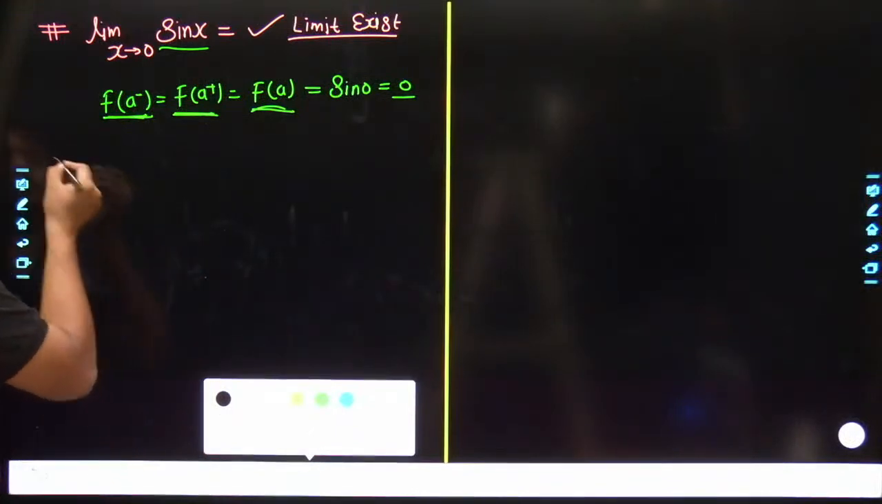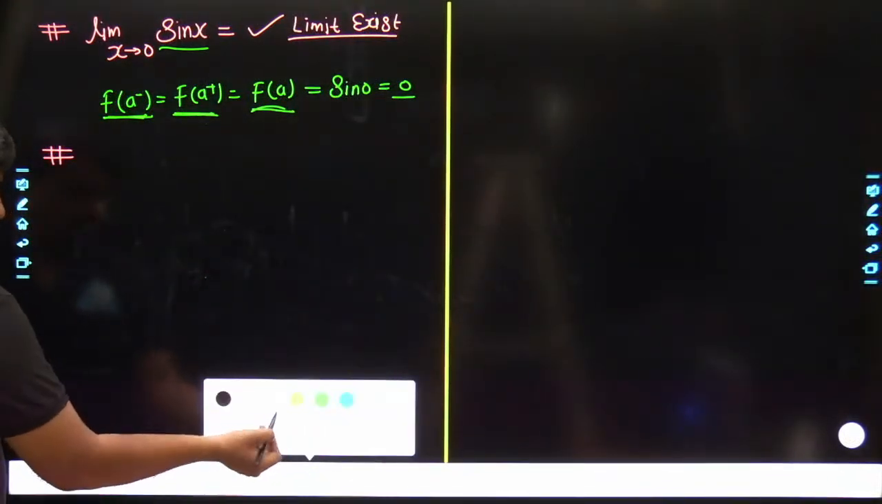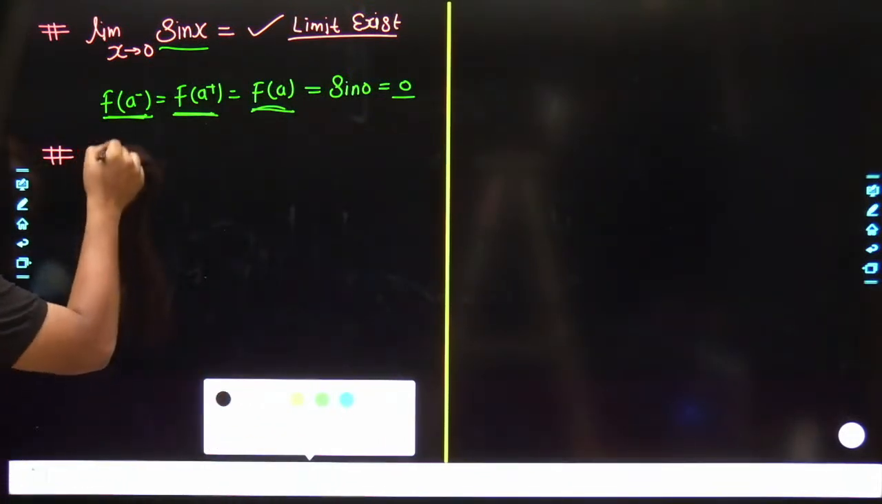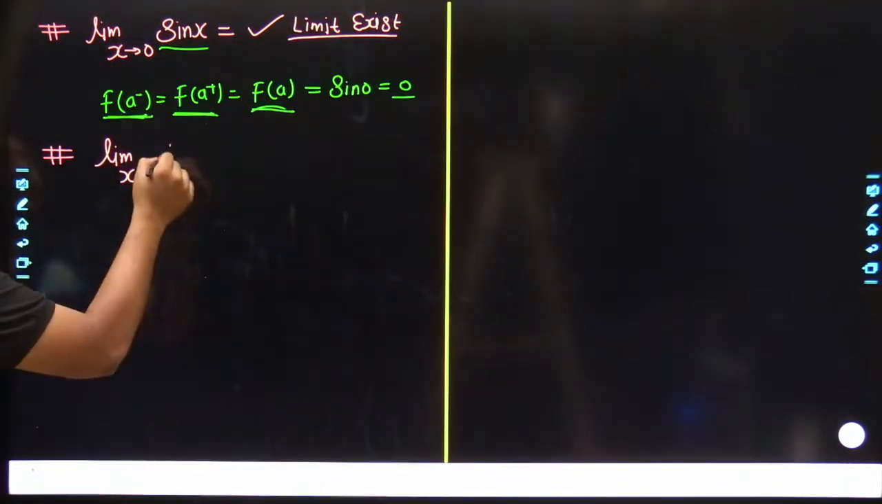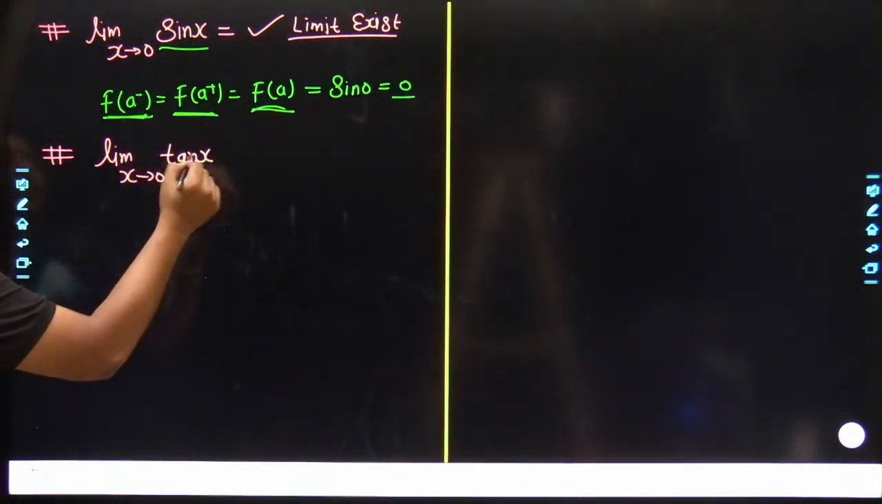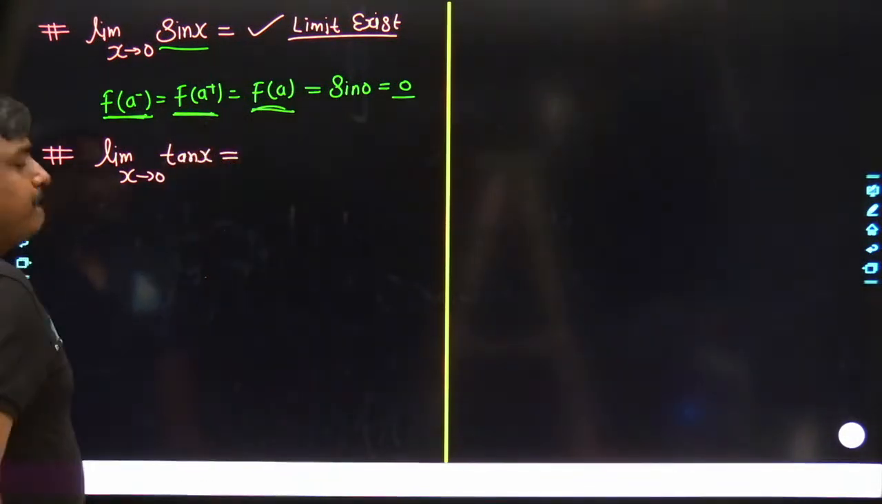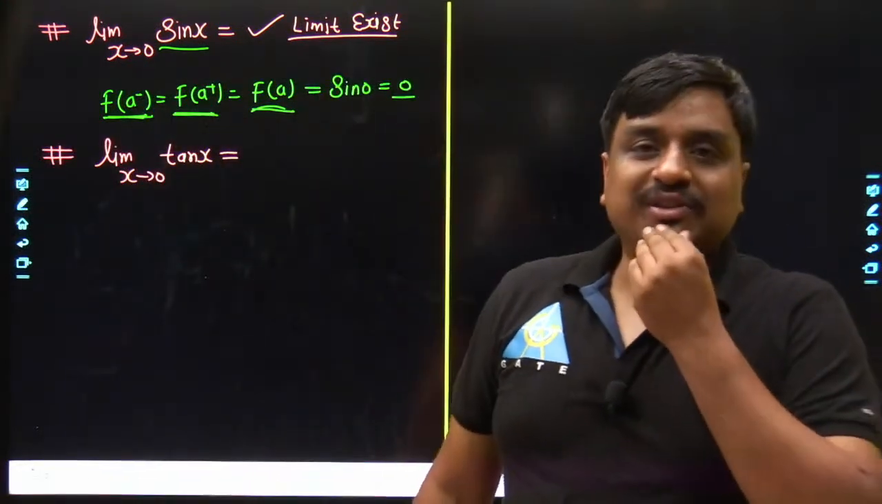Let me take the next question. Deliberately, I am taking the next question, which is a bit tougher. Let's take the next problem: limit x tends to 0 of tan of x. First, you should have a clear-cut idea whether the limit would exist or not. If it exists, may I know what would be the bestmost answer?